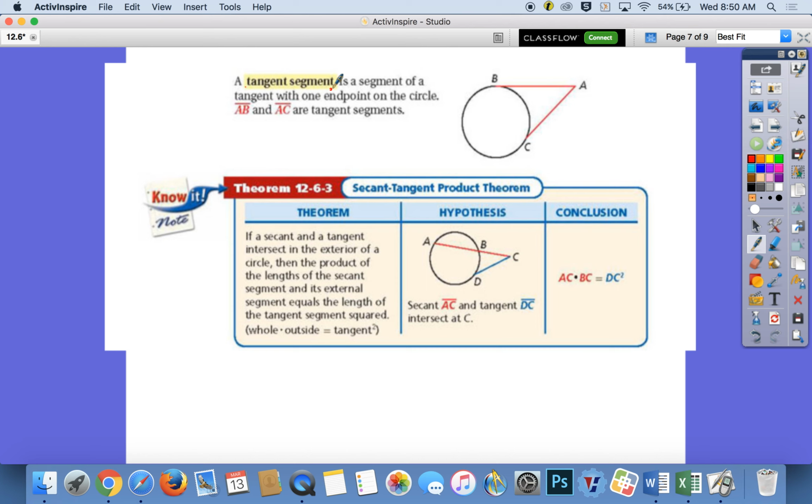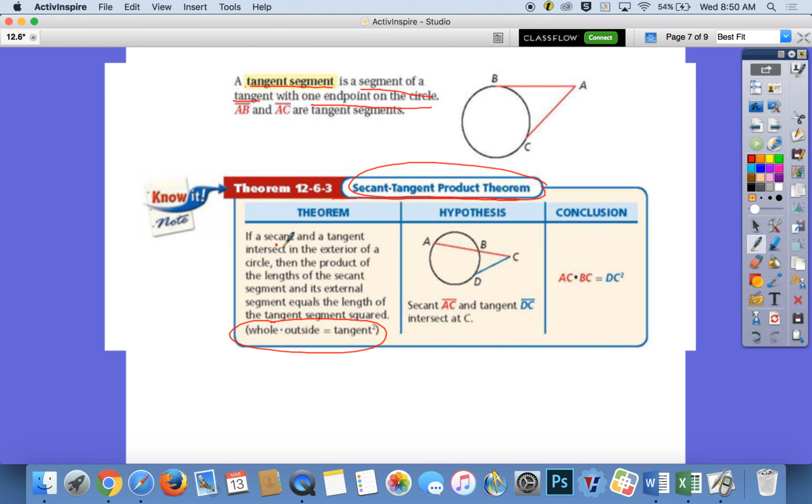A tangent segment is a segment of a tangent, and it has one endpoint on the circle. Okay, remember your tangent just kisses that circle, just touches it. So this is a segment with one endpoint on the circle. All right, so these two are tangent segments. So your secant-tangent product theorem is basically whole times outside equals tangent squared.